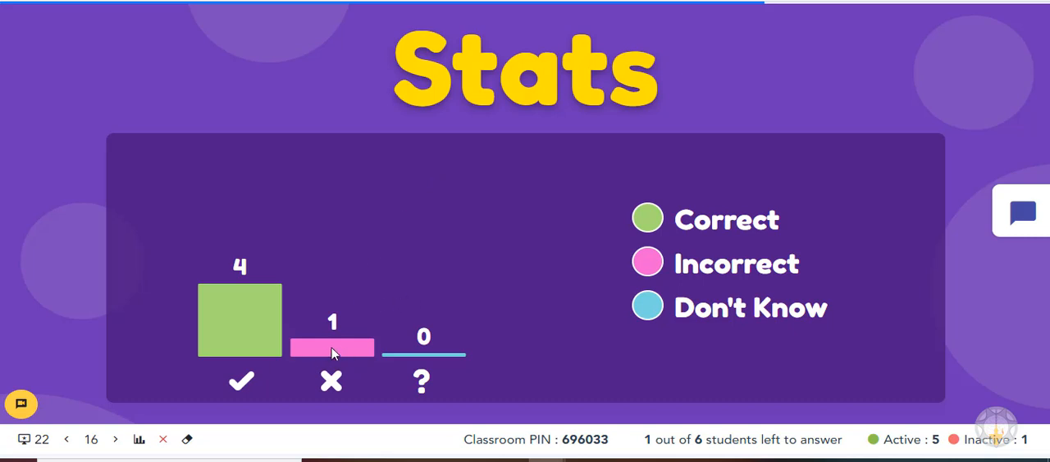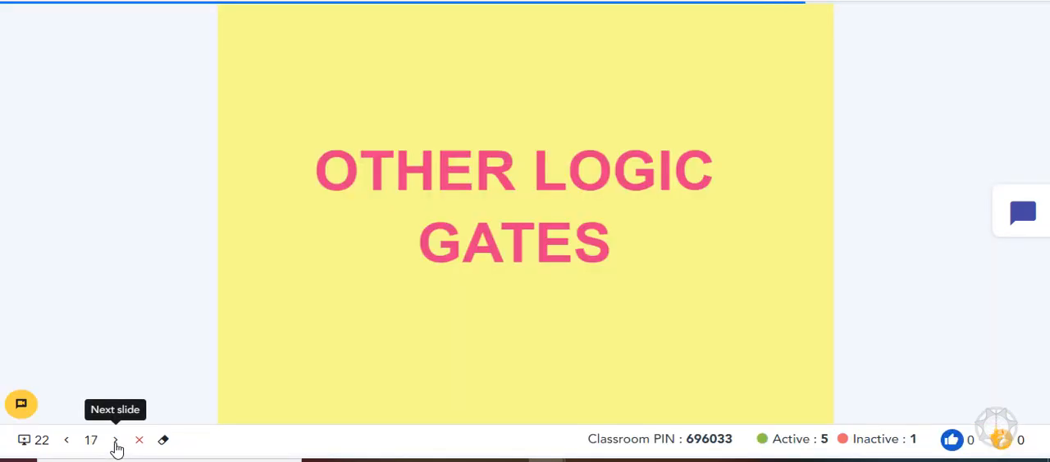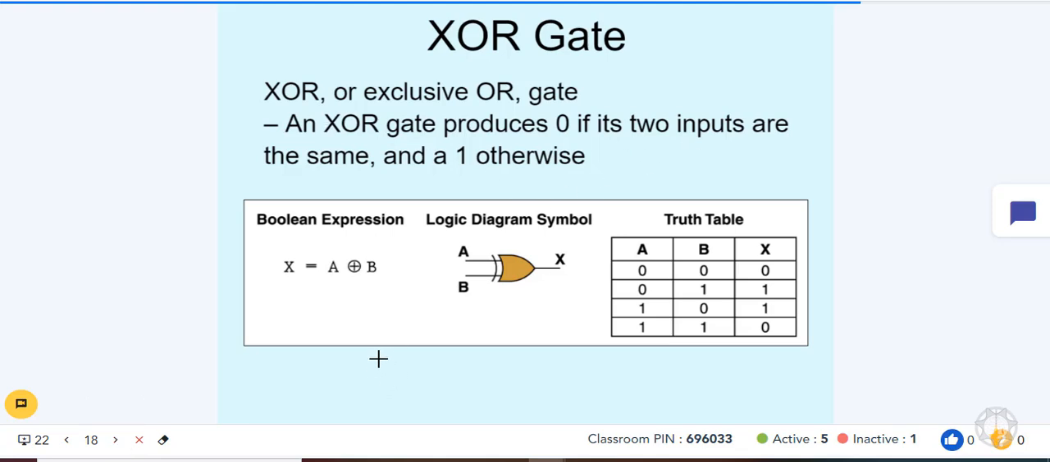Now we will move to the next. Other logic gates: XOR gate and XNOR gate. XOR, also called the exclusive OR gate. An XOR gate produces 0, that is, the output signal is 0, if its two inputs are the same, or a 1 otherwise. That means what?